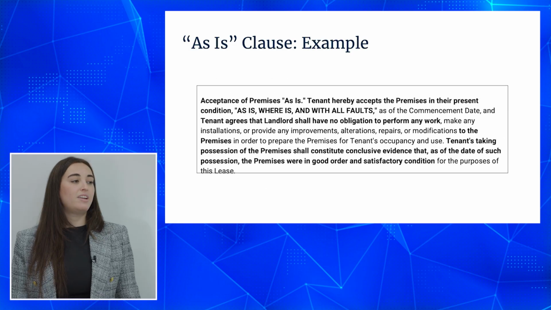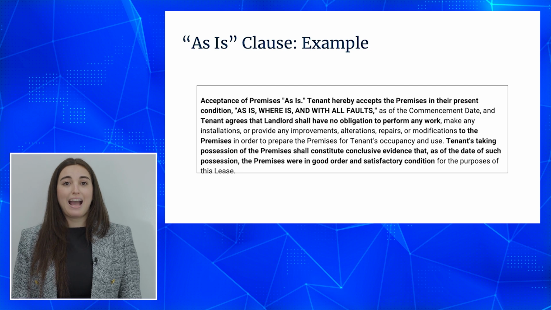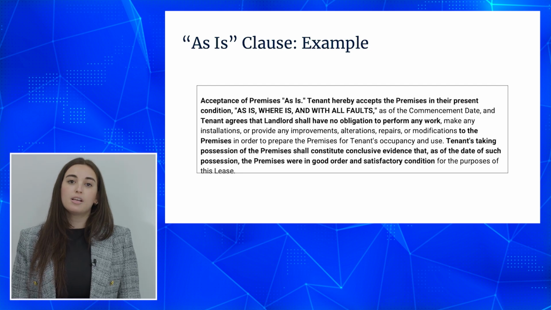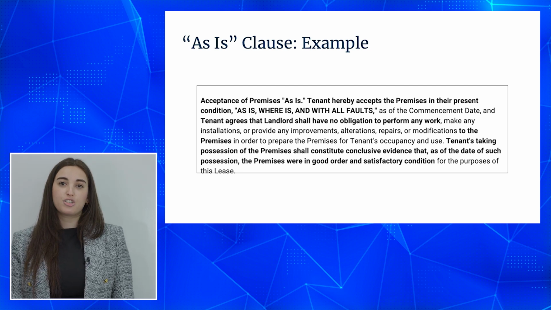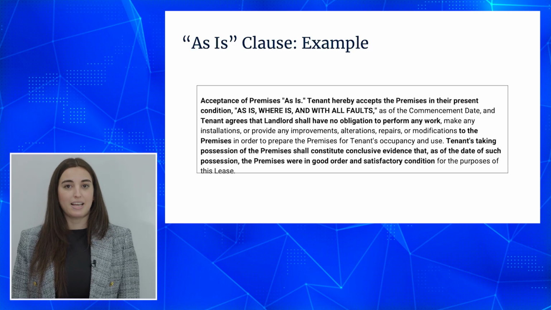Here is an example of an as-is clause, which explicitly states that the tenant accepts the property as is with all faults, meaning the landlord has no obligation to make any sort of modifications to the property before delivering it to the tenant.